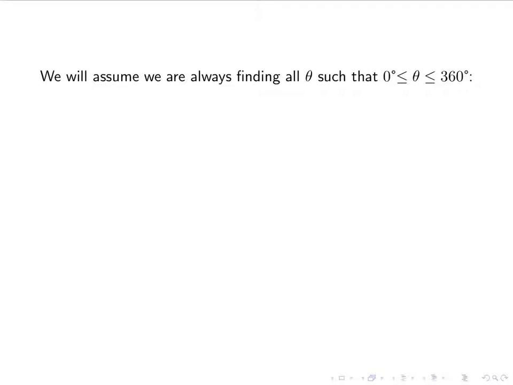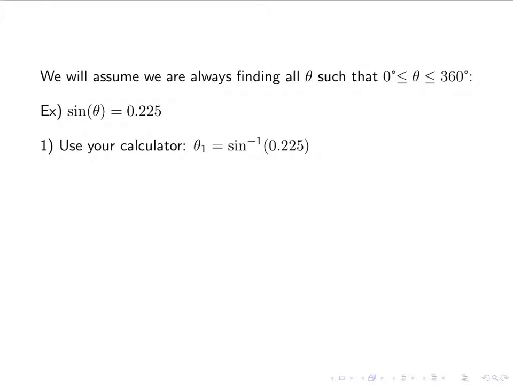So then we'll do this out as a full example. And again, we're going to assume that we're always looking for theta between 0 and 360. We'll start off with the same example that I just mentioned. Sine of theta is 0.225. Find the 2 thetas that satisfy this equation. Step 1 is use your calculator. Theta 1 is going to be sine inverse of 0.225, and that's going to give us, to 2 decimals, 13.00 degrees.